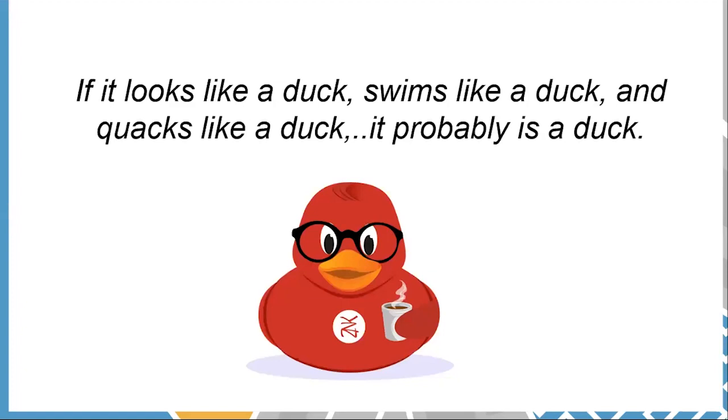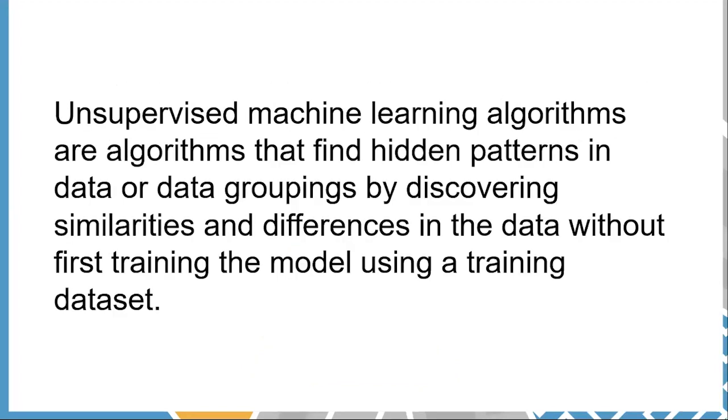Now, moving to the second category, this is unsupervised machine learning algorithms. Unsupervised machine learning algorithms are simply the opposite of what supervised is. These algorithms find hidden patterns in data by finding the similarities and differences in data without having been trained using training data before. So now again, we go back to my example of the human brain.